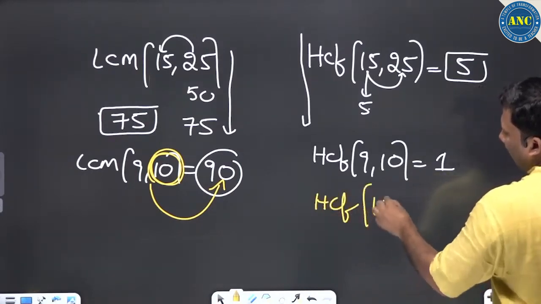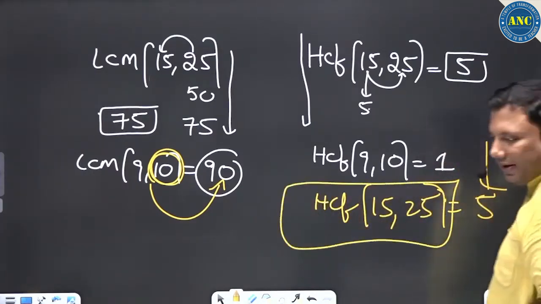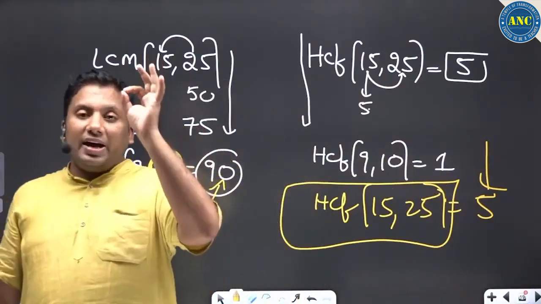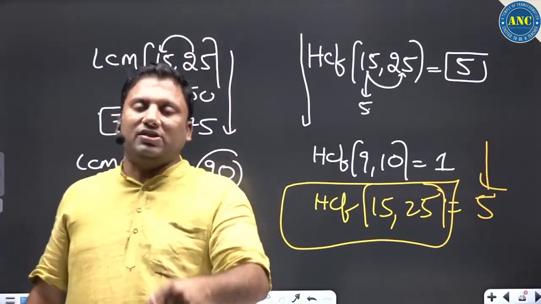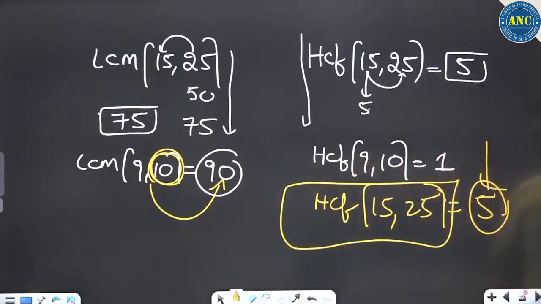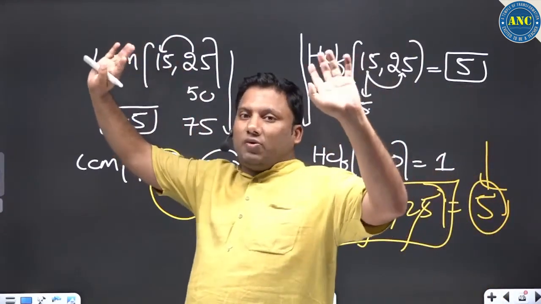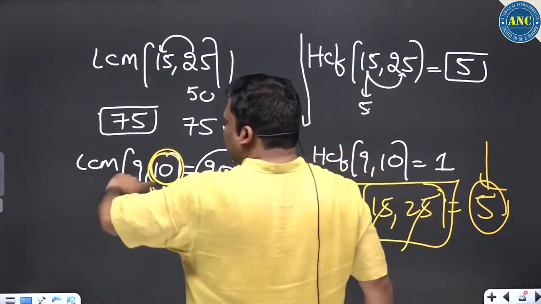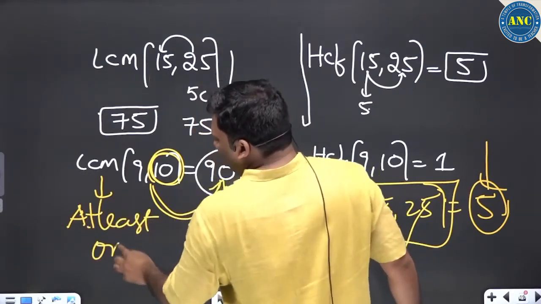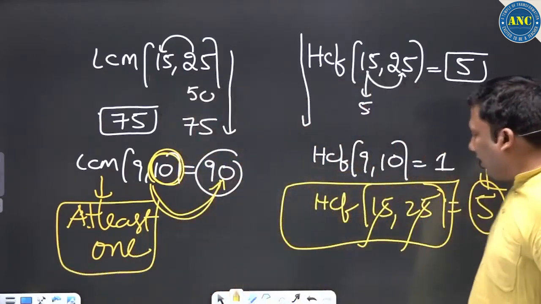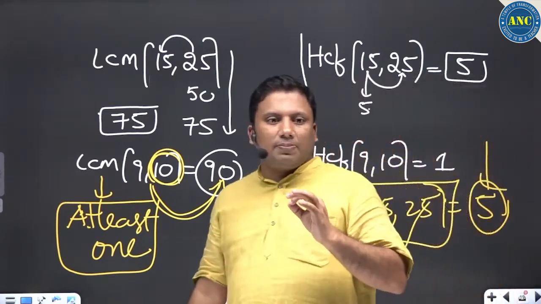But in HCF, see this example. If the answer is divisible by 5, all the numbers should be divisible by 5. In an HCF, if the answer is divisible by a number, every input number should also be divisible by that number. But in LCM, not all the numbers are required. If one number is divisible by 5, answer will be divisible by 5. I hope this concept is clear.